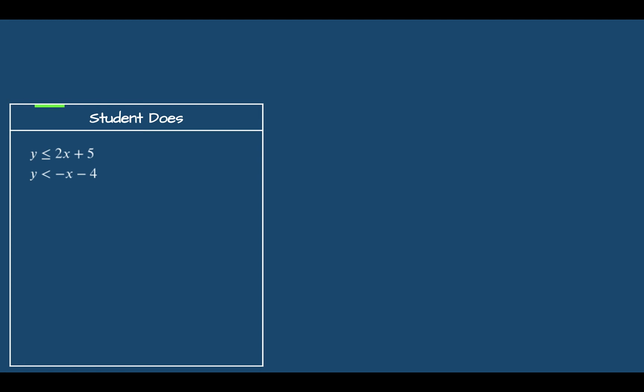Now it's your turn. Pause the video and graph the two inequalities. Lightly shade each individual inequality and then shade darker where they overlap. Use Desmos if you need help graphing the lines or to double check that you did stuff correctly.